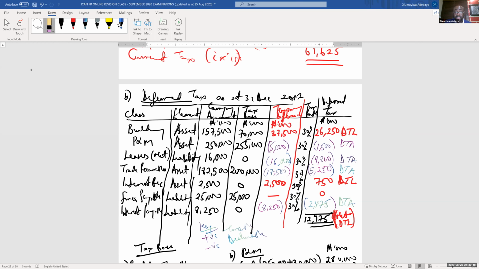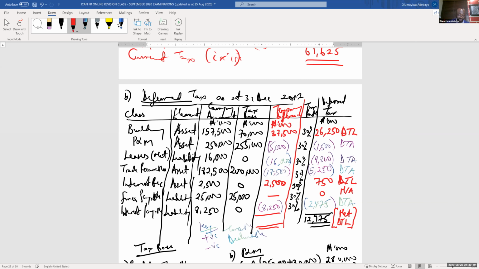It's not showing clearly. This is not applicable. Net deferred tax liability. Now, this 12,975 is the same thing as, what is the sum of this?